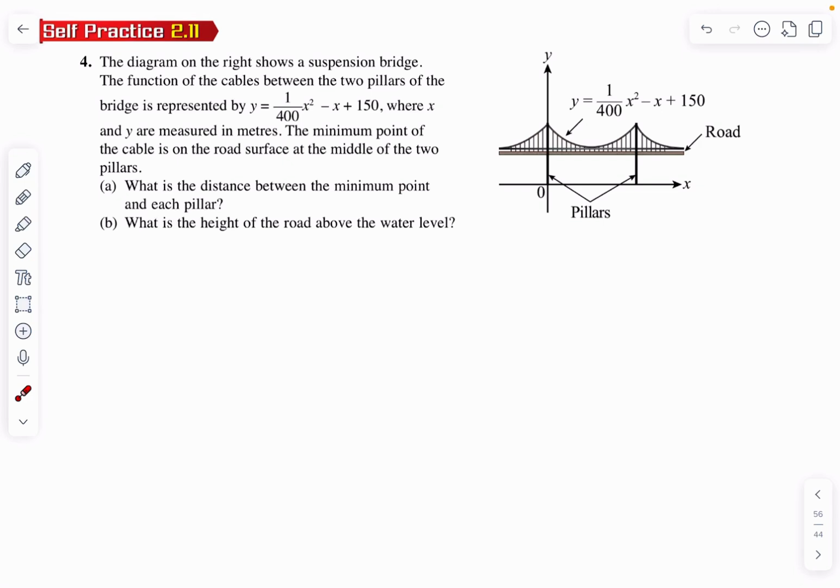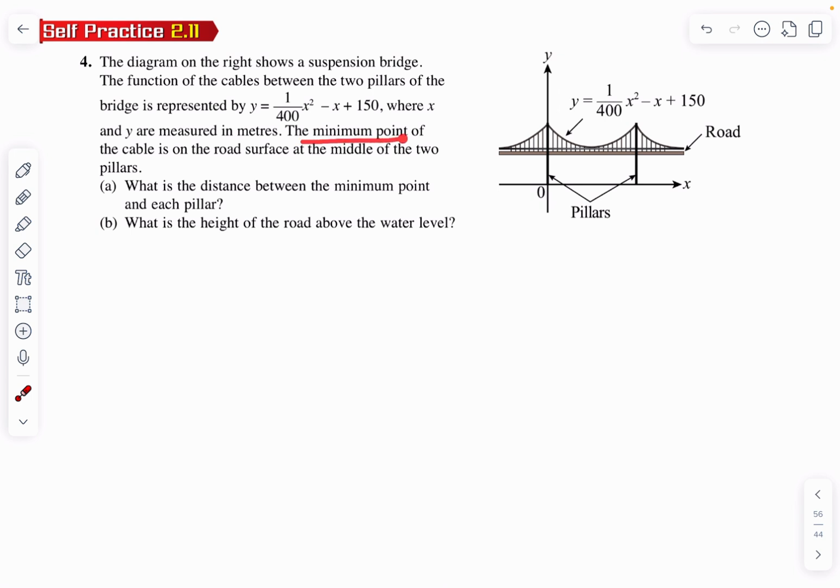Question 4. The diagram on the right shows a suspension bridge. The function of the cables between two pillars is represented by this. So these are the two pillars. This is the cable. The equation of the cable is this.